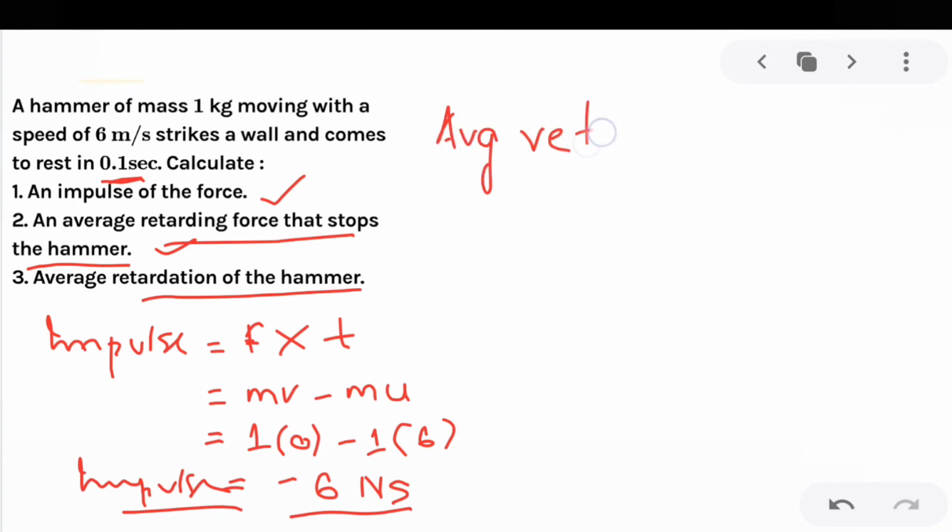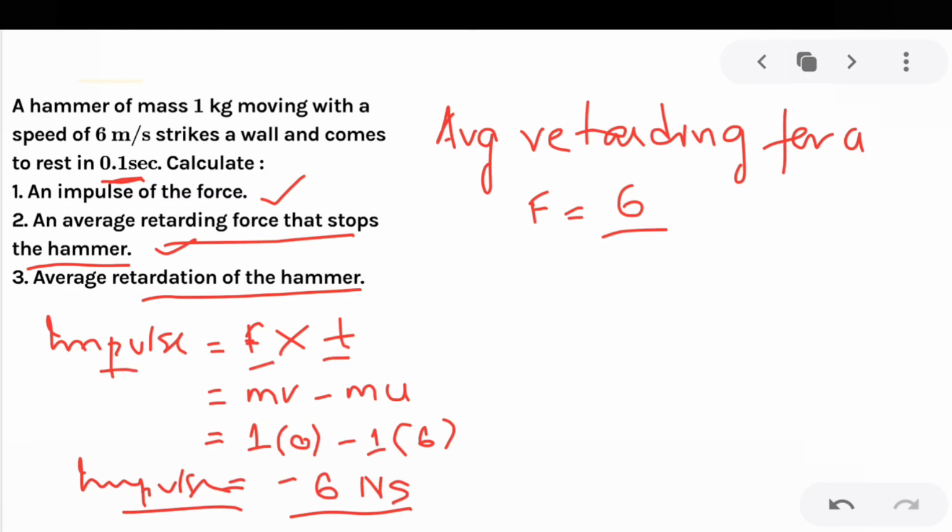Average retarding force F will be equal to 6 divided by... see, force is impulse divided by time. So impulse is 6 divided by 0.1, and that is equal to 60 Newton. Now here you don't have to take the negative sign because it is already written that average retarding force. So it is 60 Newton.